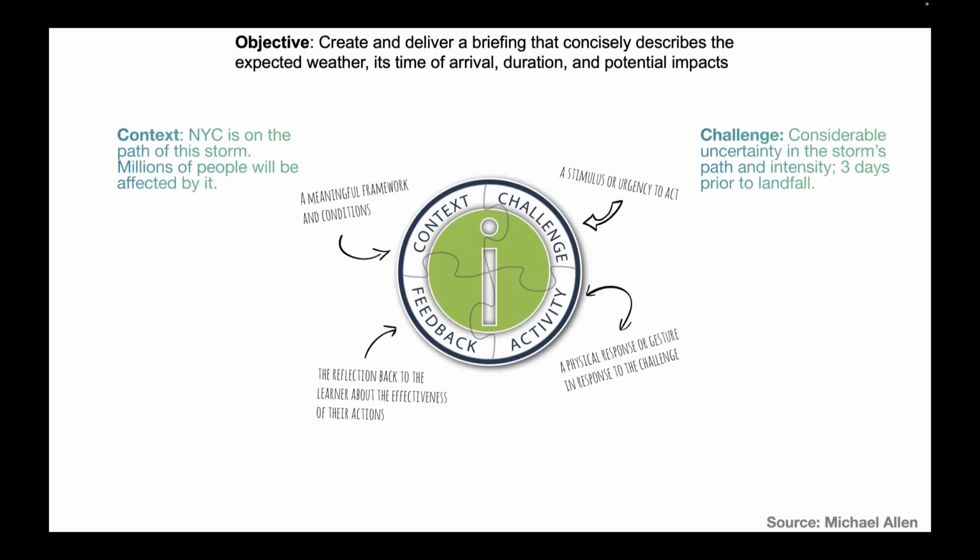For the challenge, they will need to create and deliver the briefing 3 days prior to landfall. And that means that there is considerable uncertainty in the storm's path and in the intensity of the tropical cyclone. For the action and activity part, I would like my learners to write 2 sentences about each of the briefing elements, and then they need to deliver the briefing within 5 minutes.